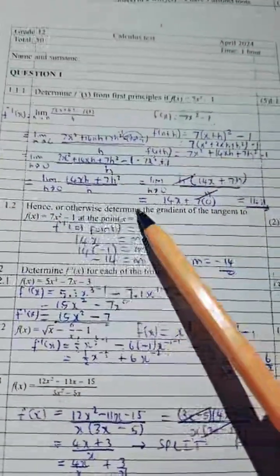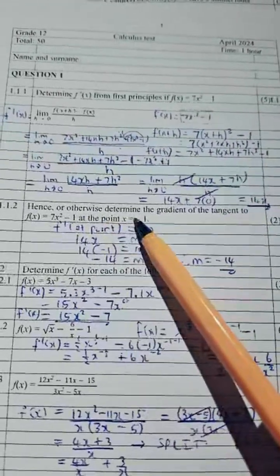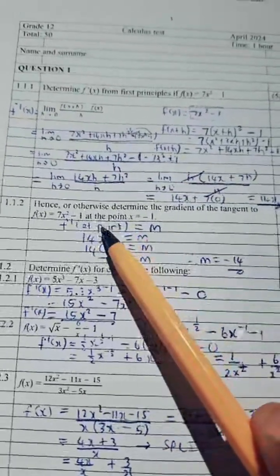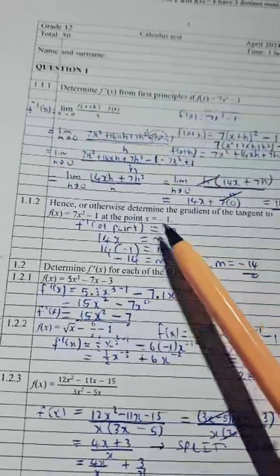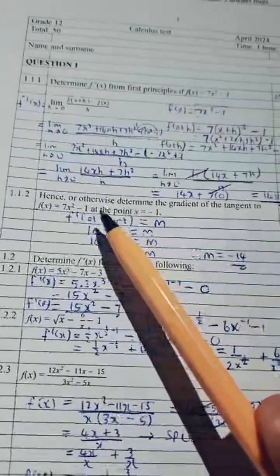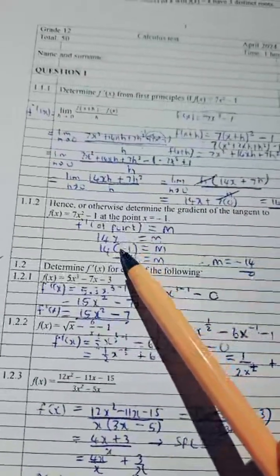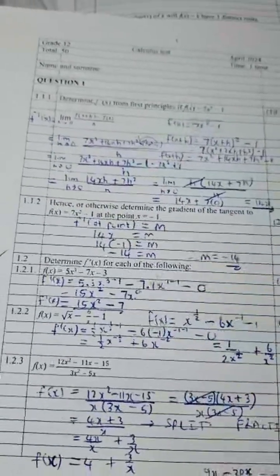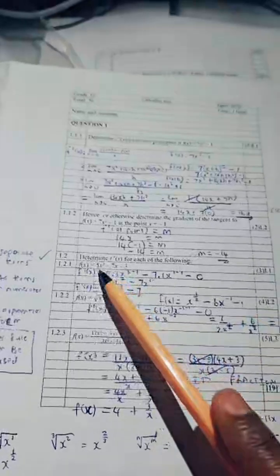Look at this one. Determining the gradient of a tangent of a particular function at a point. Don't forget that the derivative of a specific function at a point is equal to the gradient. If you know the specific point, you can substitute that specific value of x in the derivative, and then get the gradient for that particular function at that point for the tangent.